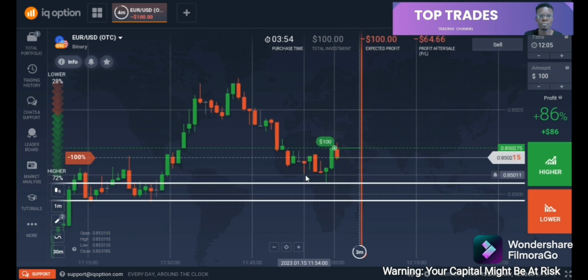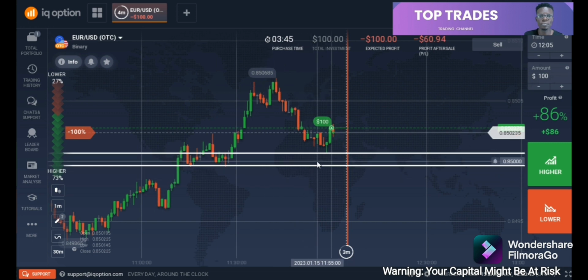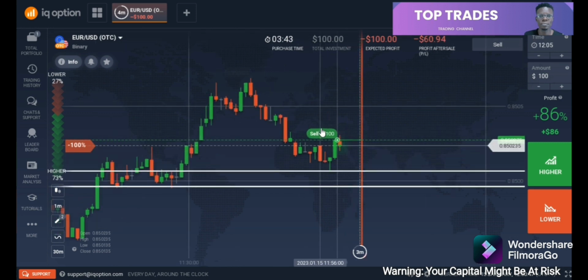So I think for me this is a good trading setup, but we cannot know what will happen at the end of the trade. This to me is a strong support where the market has hit in the past. Let's wait for this trade to run out in the next 3 minutes, and after that I will explain to you why I took this trade.